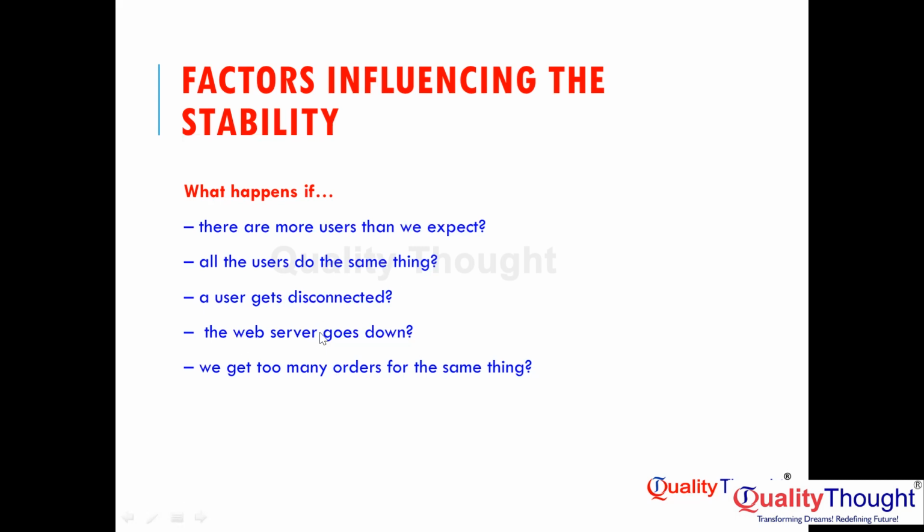In between, intentionally bring down the server and see the application behavior. Disconnect multiple users, see the behavior. Provide more users than expected, check the behavior. So all these things we can implement on the application to ensure whether it is a stable product or not with respect to performance.